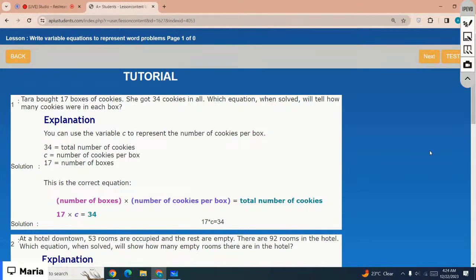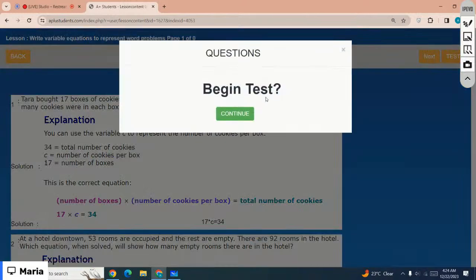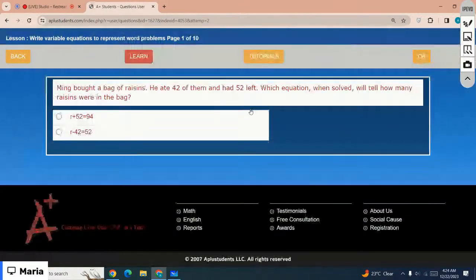Let's just start with the test questions. You just have to write the expressions. You don't need to solve them, right? Just look at this one. Ming bought a bag of raisins. He ate 42 of them and had 52 left. Which equation, when solved, will tell how many raisins were in the bag? Which is the correct option?